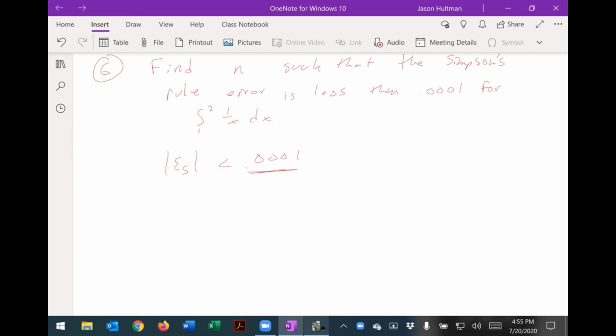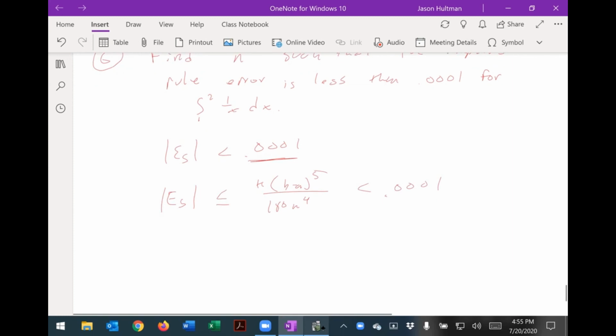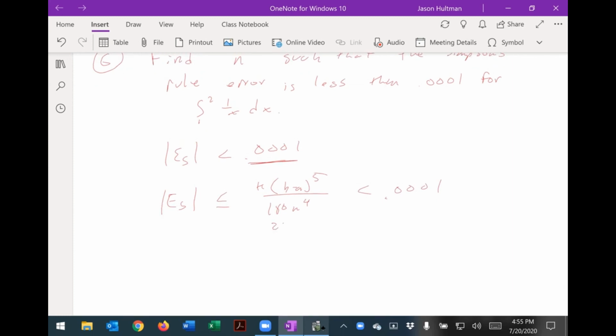So again, we want E sub s less than or equal to k times (b minus a) to the 5th all over 180 n to the 4th, and I want that less than 0.0001. Well, we already calculated this. K was 24, and b minus a was 1 to the 5th, all over 180 times n to the 4th. What we're doing now is we don't know what n is this time, so we're just going to calculate out what n is.